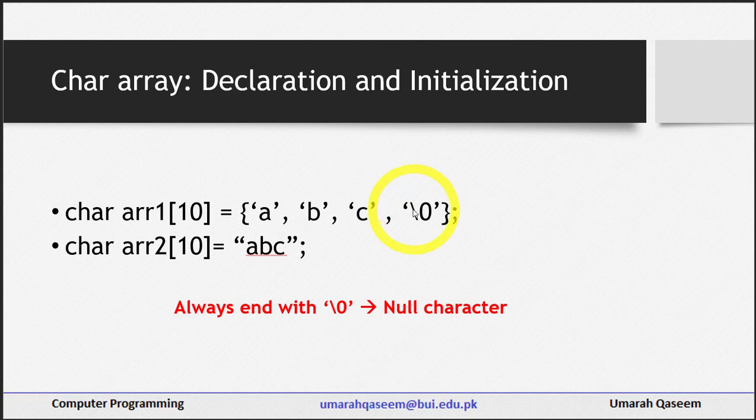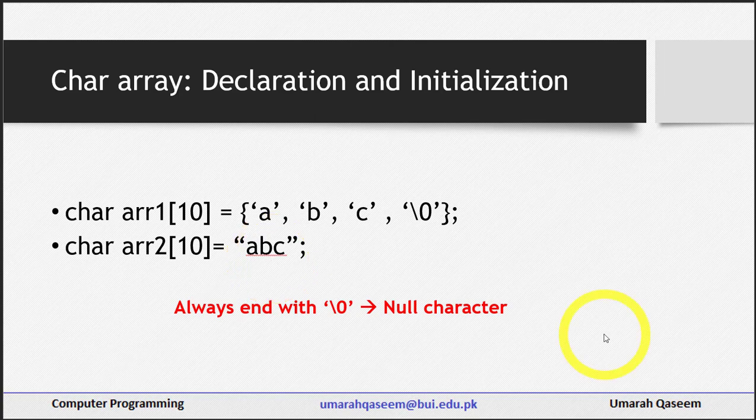Another way to declare and initialize a character array is the second one here. You can see you have declared it in the same way, but during initialization you have not used curly braces. Without curly braces, we can just write double quotation marks and then simply write all the characters that you want to save in it. That's actually easier.